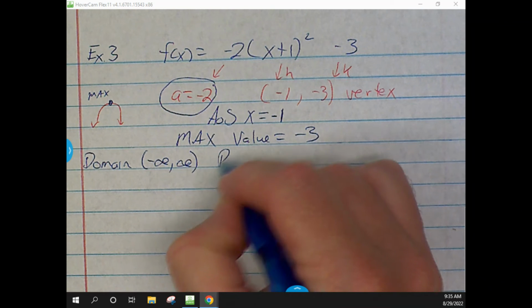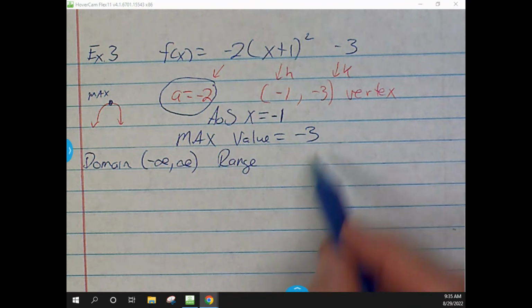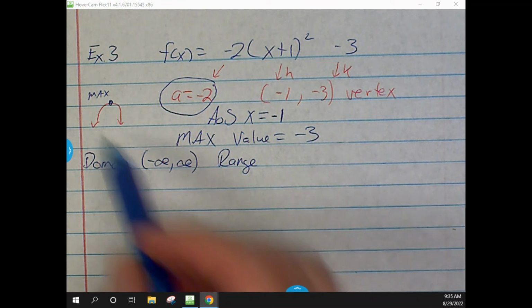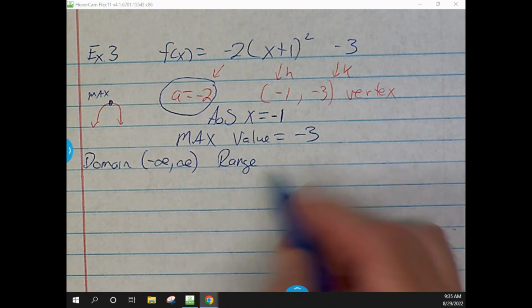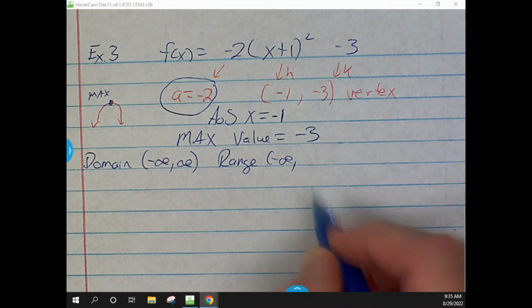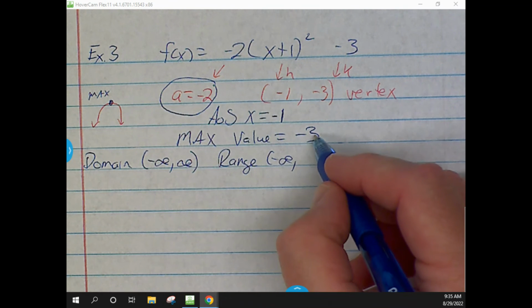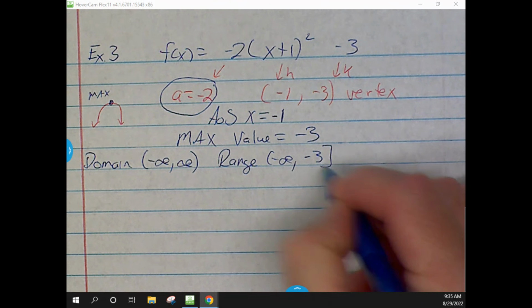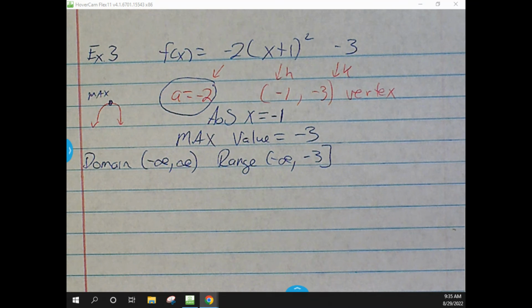All right, the range. Here's where we know we've got to use this one, and either we're going to go from this to infinity or this to -infinity. It's pointed down, so the range is going to go from -infinity. Since this is the max number, this is the farthest number to the top of the graph, then we're going to stop at -3 because that's the max number. That's our highest number, so we get to stop there.